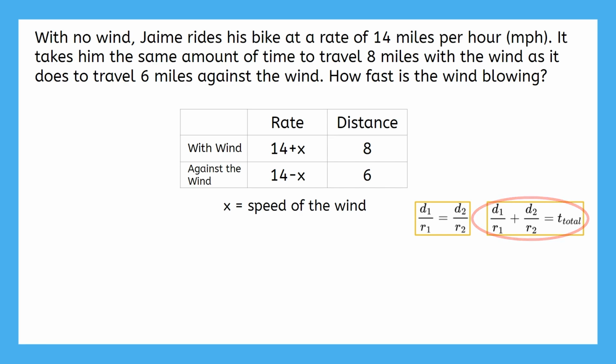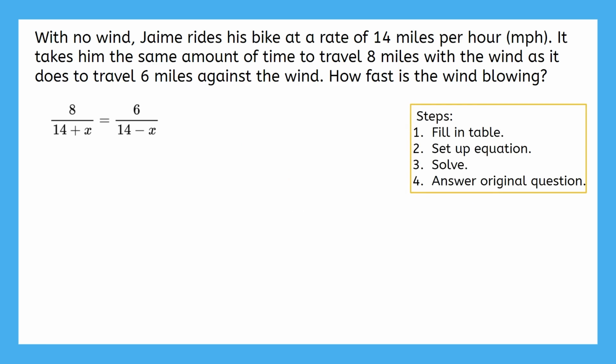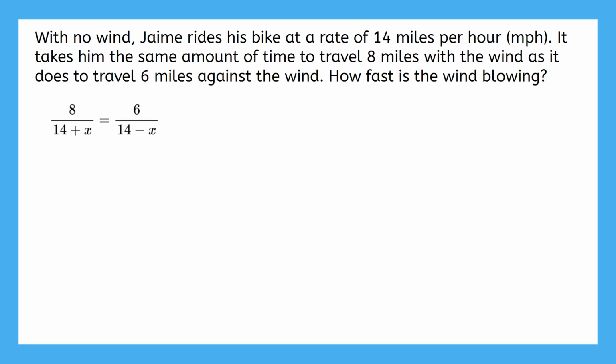So let's look back at the scenario and see what we were told about the times. We were told that both events took the same amount of time, which means they equaled each other. So we'll use the first equation. We can substitute all of our values from the table into this equation now. Our first fraction represents the distance and rate with the wind, and our second fraction represents the distance and rate against the wind. Now that we have our equation set up, let's move on to step 3, which says to solve. So, how can we solve this? Yes, we can use the cross product. Why don't you pause the video and take it from here?